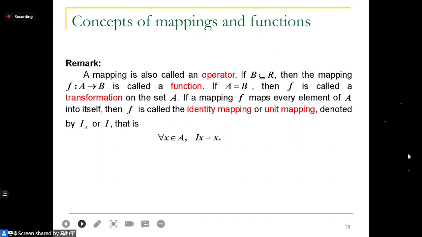We should have a remark. A mapping is also called an operator. It's a mapping f. This means we can also call f an operator. If B is contained in R, then the mapping f from A to B is called a function. These are the real sets. A real set, this is called a function. If A is equal to B, then f is called a transformation on set A. This means we have A and B, they are the same set.